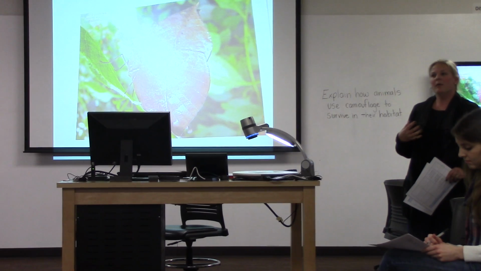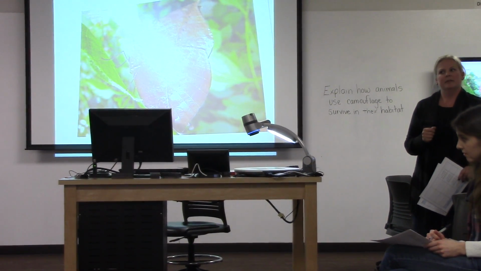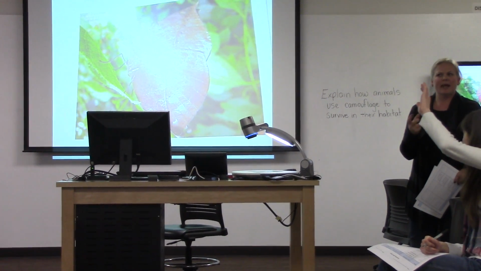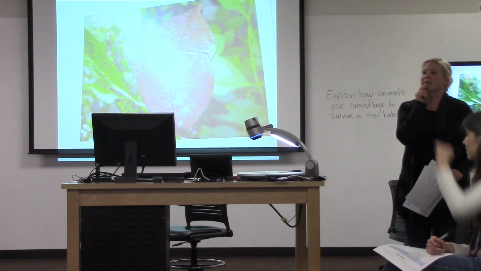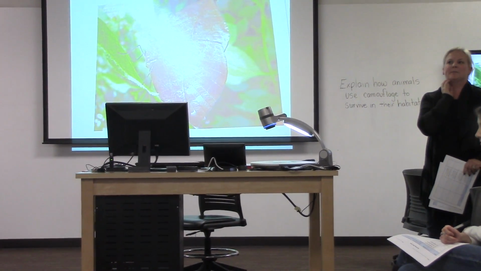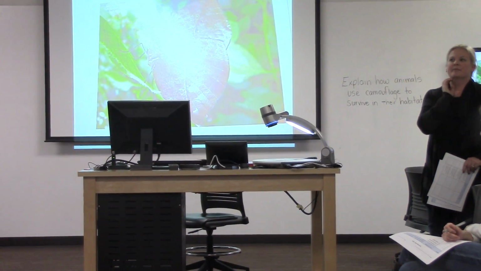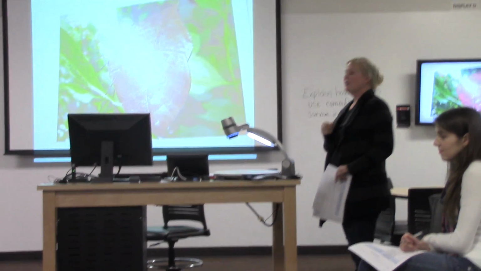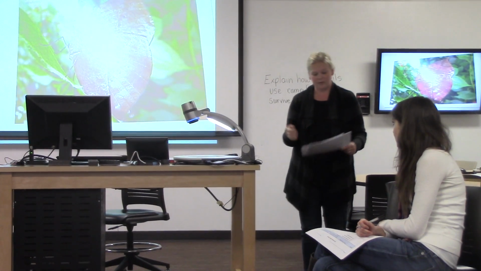It would disguise it. How else might this help? Camouflage helps it to survive. Does it help it capture its prey? How would it do that? If prey doesn't see it coming, it's like, oh, it's just a leaf, and it can go unnoticed, so it makes it easier to find food.